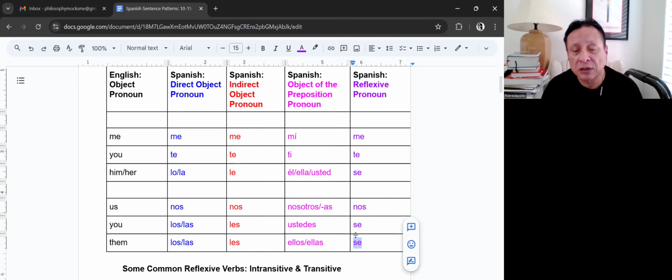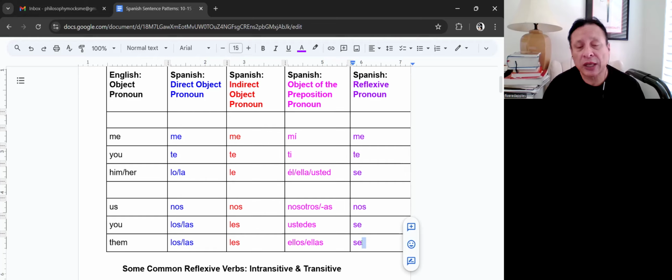So you don't have to worry about gender, and you don't have to worry about number. Se is singular and se is plural. Se is masculine, se is feminine.